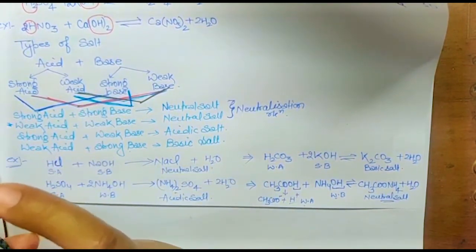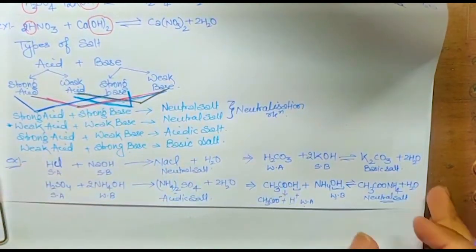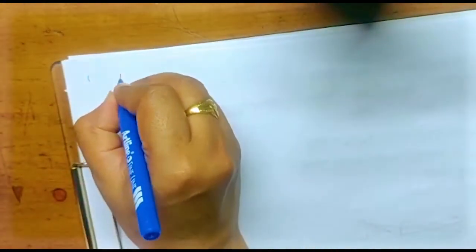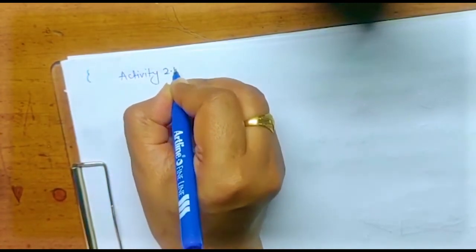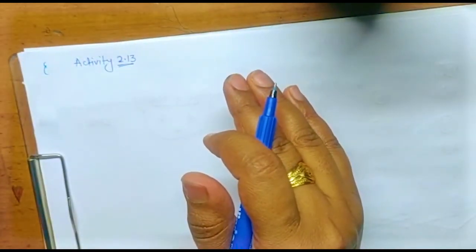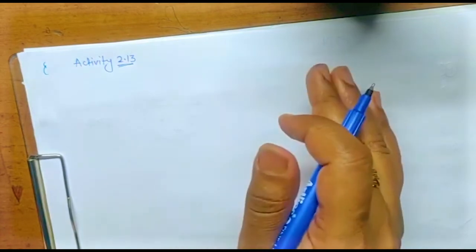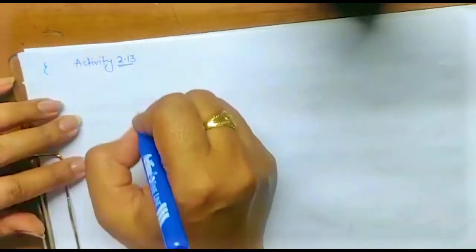You are supposed to do table 2.4.1, activity 2.13. For activity 2.13, you have to make the table and write the formula of the salts given below. Identify the acid and base from which the above salt may be obtained and their nature. So for activity 2.13, you have to make a table.